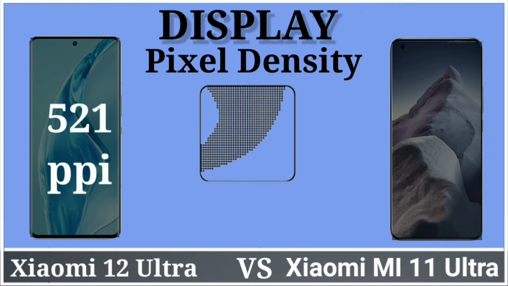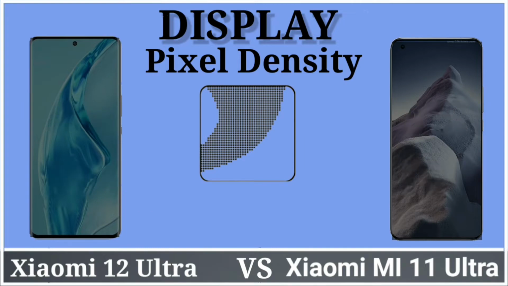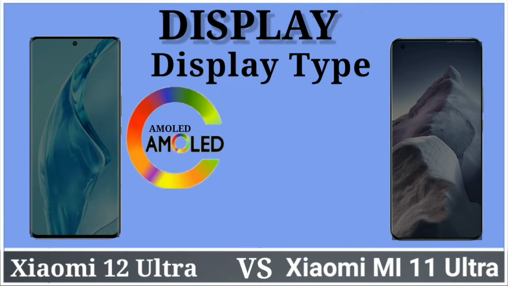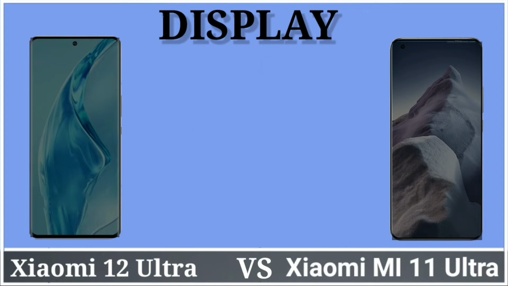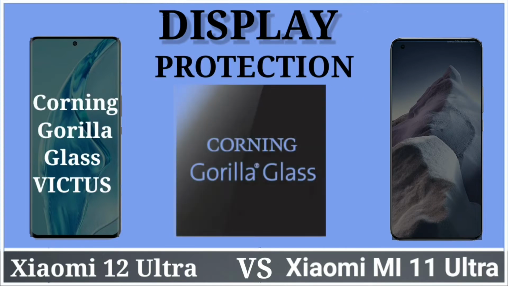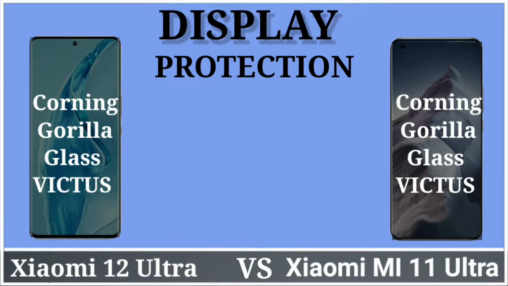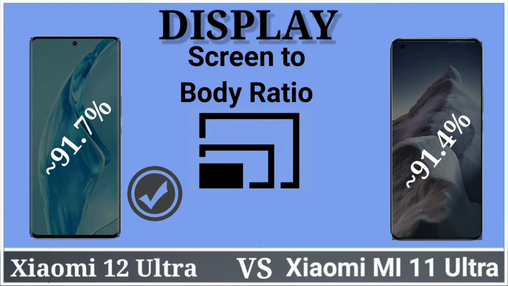Pixel density. 12 Ultra has 521 ppi pixel density and 11 Ultra has 515 ppi pixel density. Display type. Xiaomi 12 Ultra has AMOLED display and 11 Ultra also has an AMOLED display. Protection. Xiaomi 12 Ultra has Corning Gorilla Glass Victus protection and 11 Ultra also has Corning Gorilla Glass Victus protection. Screen to body ratio. Xiaomi 12 Ultra has 91.7% screen to body ratio and 11 Ultra has 91.4% screen to body ratio.